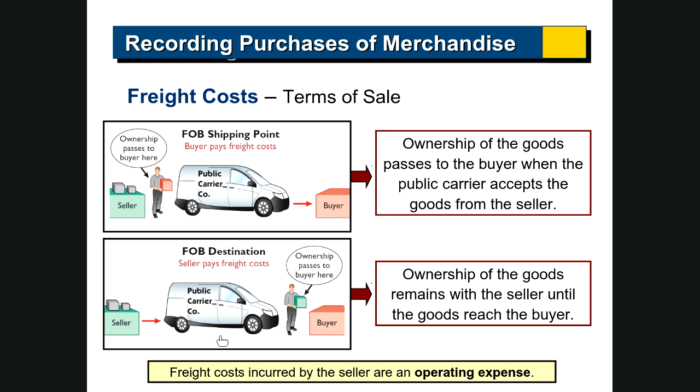So when the buyer pays for the shipping, it is FOB, free on board shipping point, right? It is free at the shipping point because the seller does not pay for the shipping. Clear? Right? Okay.